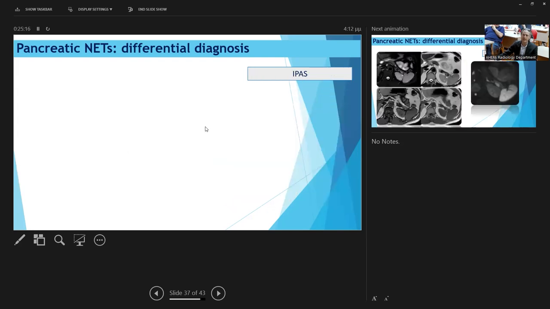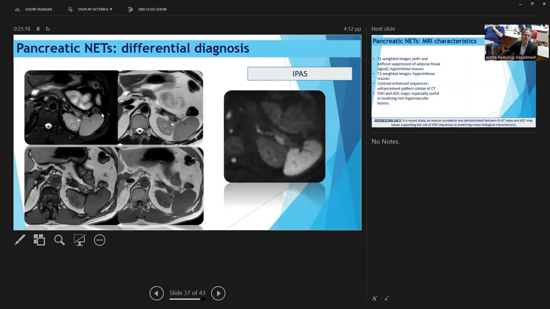And again, magnetic resonance imaging is really useful also to make the correct diagnosis of intrapancreatic accessory spleen, because the signal intensity is the same as the spleen in all of the sequences, and also in the diffusion weighted sequences. And obviously, if we use the contrast agent, we have the same behavior in terms of enhancement.